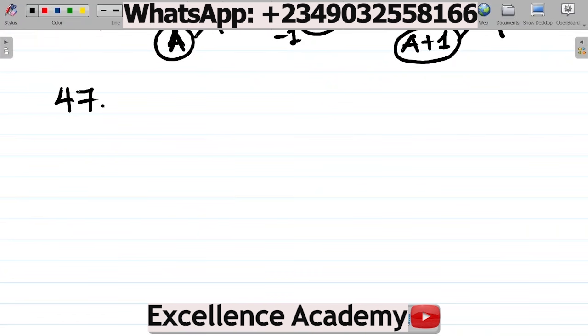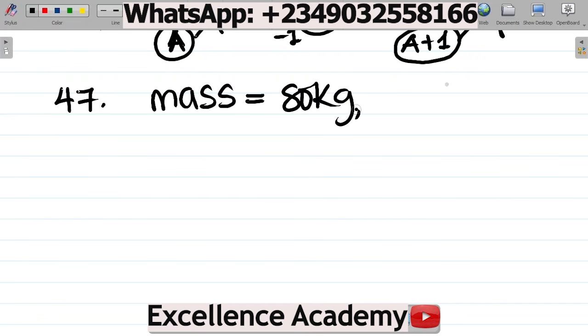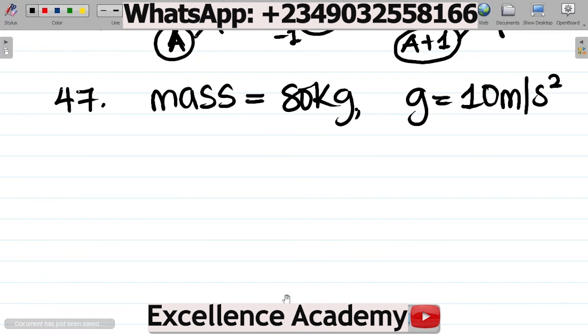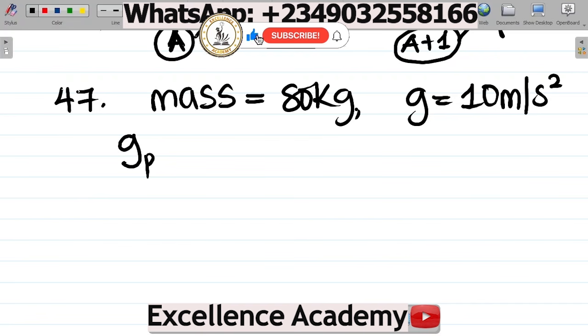47, listing out parameters, we are given the mass, although they mention weight, but what you have here is actually mass. You're given the mass of that object as 80 kilogram. You're given G, acceleration due to gravity, as 10 meters per second squared. Right? Now, what is the weight? From this question, you are asked to find the weight of the object on the other planet. Now, for the other planet, let's get the acceleration due to gravity on that planet. We'll call it G planet.